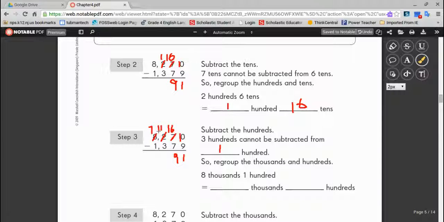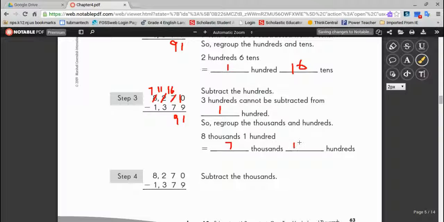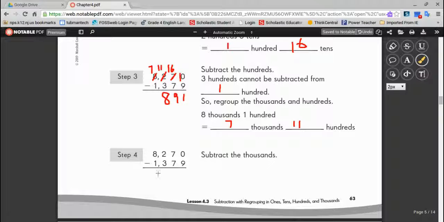And if I'm adding the 10 over here, I get 7,000 and 11 hundreds. So 7,000 and 1,100. Now we can subtract. 11 minus 3, well, that gives me 8. So 1,100 minus 300 gives me 800. And then step 4 would be subtract the thousands.